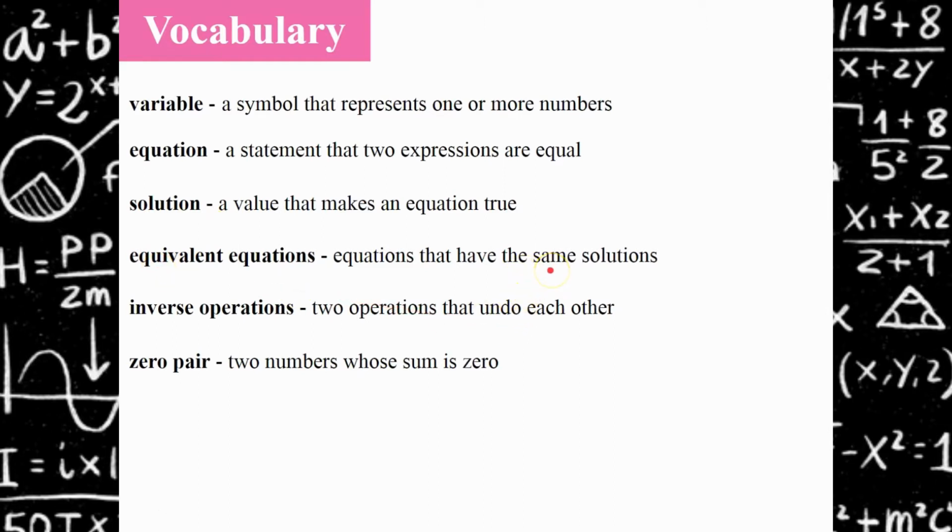I'll point this out today on a different slide. And inverse operations, they are two operations that undo each other. And a zero pair, two numbers whose sum is zero. So these are 6 vocabulary words that I will be referring to and using throughout the lesson.